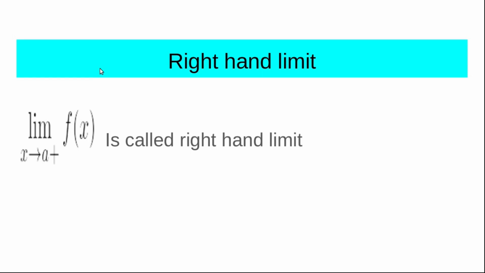Now we can define the right hand limit. Let f of x be a function and a is a real number. Limit f of x, x tends to a plus is called right hand limit. That means x is tending to a and it is greater than a. That means x is tending to a from right to left. f of x is tending to a real number. That real number is called the right hand limit of the function.